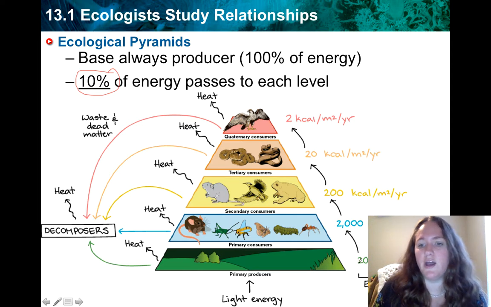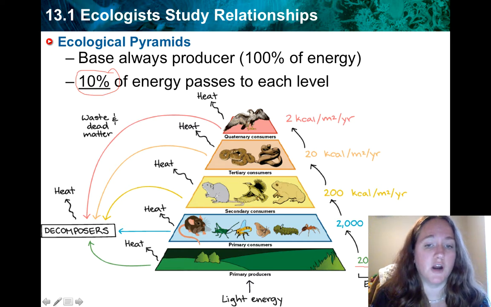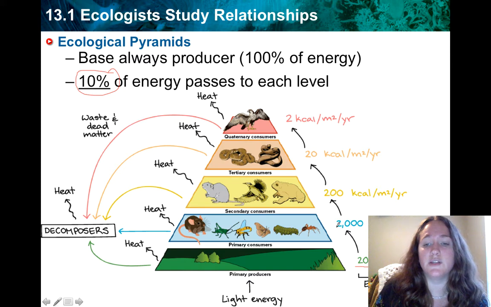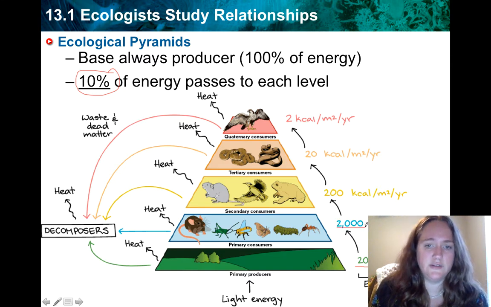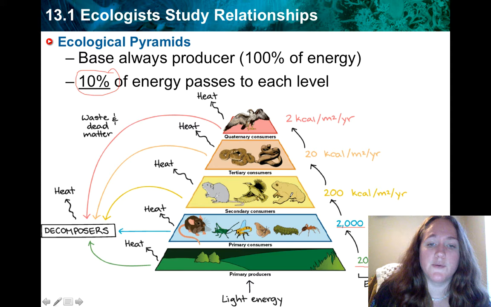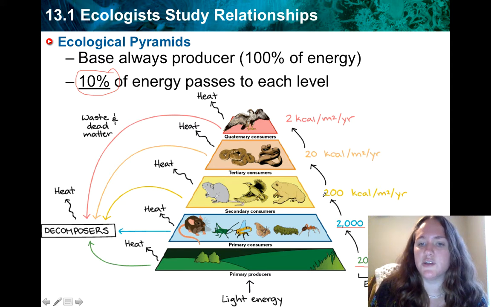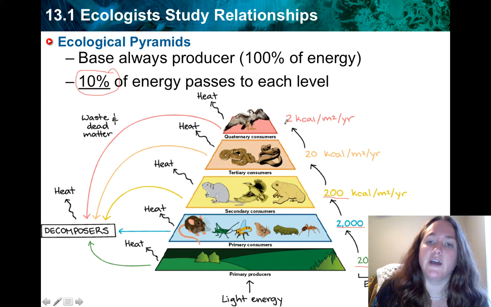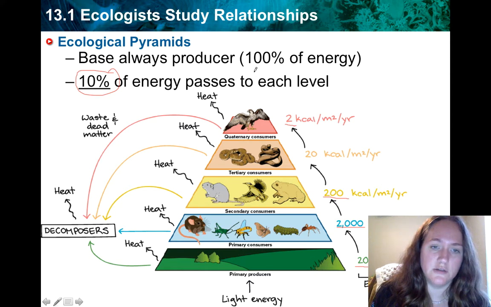So say, for example, we have 20,000 kilocalories within our producers. Well, 10% is going to move to our primary consumers. 10% of 20,000 is 2,000 kilocalories. Then 10% of your primary moves to secondary. So 10% of 2,000 is 200, and going all the way up to where we would only have 2 kilocalories in our quaternary consumers. So this is the reason why you're not going to have another step up. There's just not enough energy to be had to support another level of the food chain.